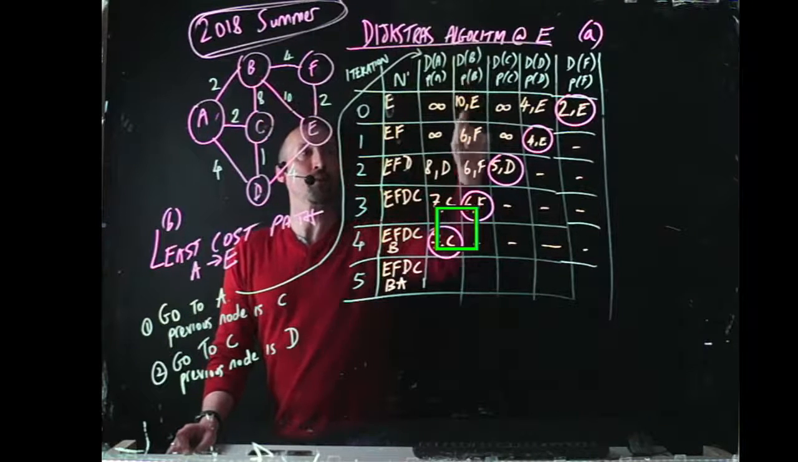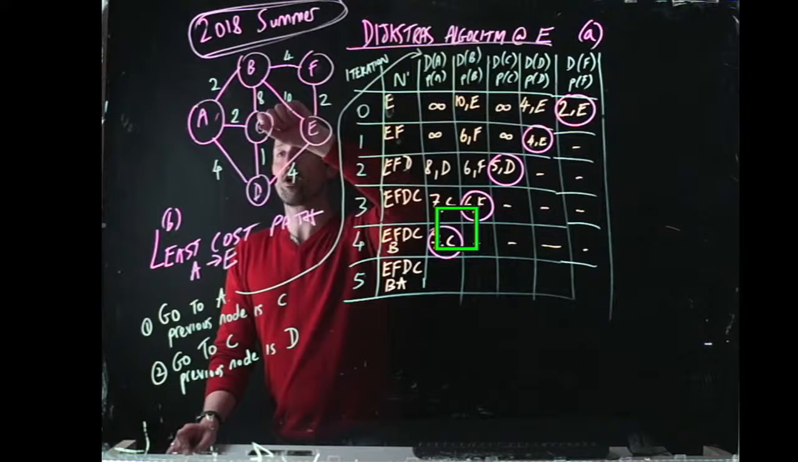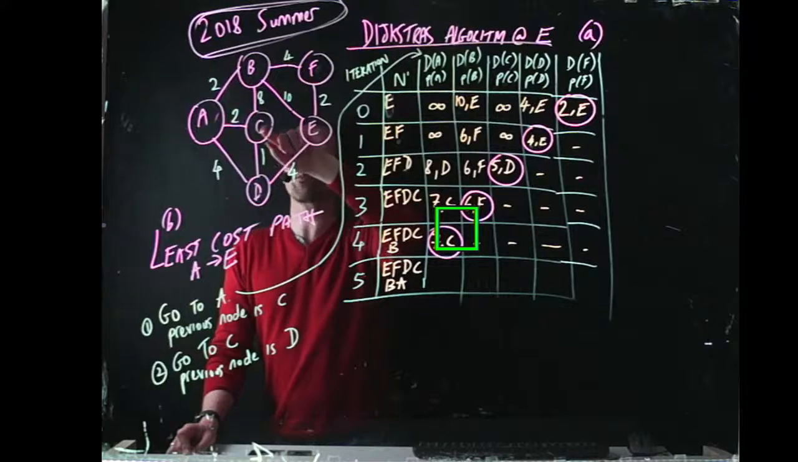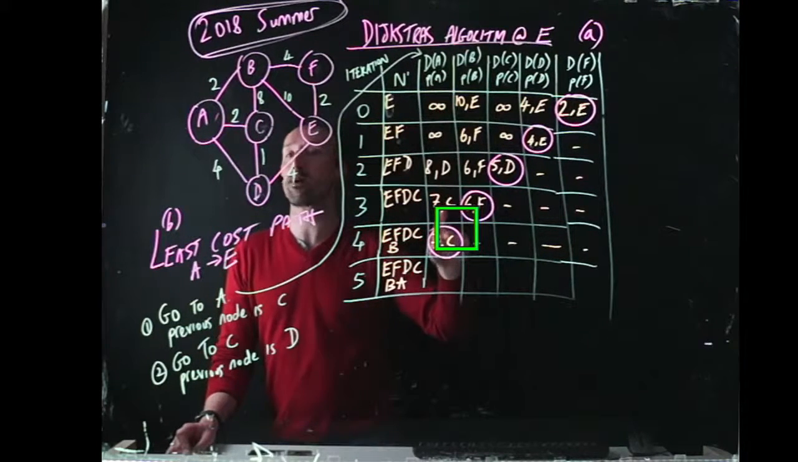So I'll go to B. Well, I've got 6 already. I'm not going to beat that, so I leave that alone. What about to get to A? I've got, what did I say to get to C was 5. So 5 plus 2 is 7. 7 to get to A. Is that better? Yes, that is better than what I have here. So I'll put down 7. I'll replace the 8D with 7 via C.